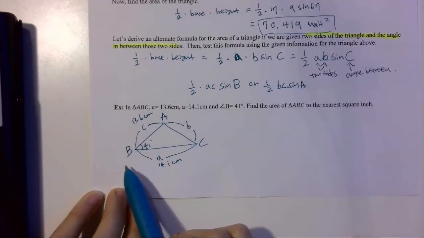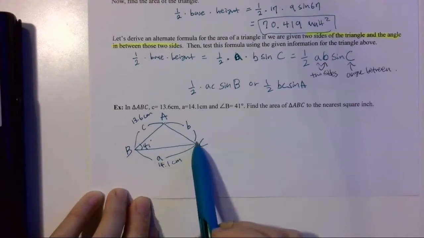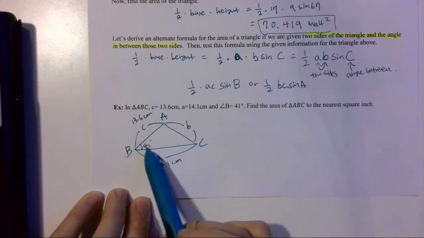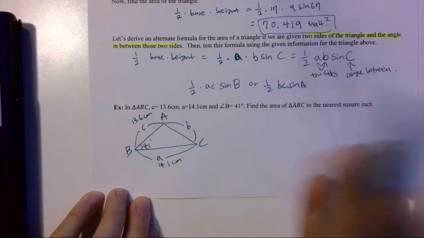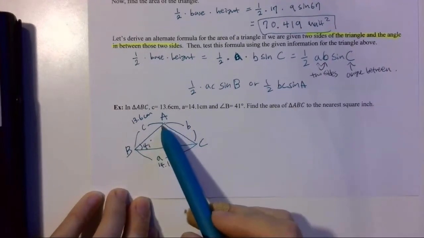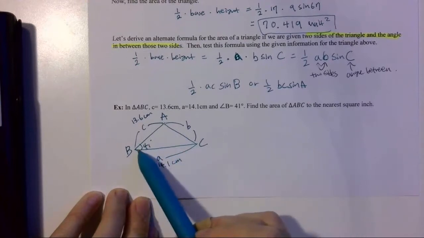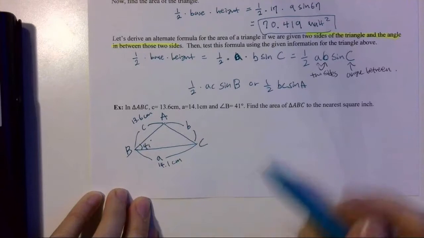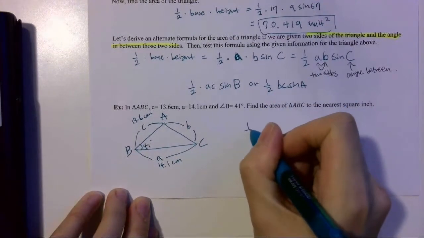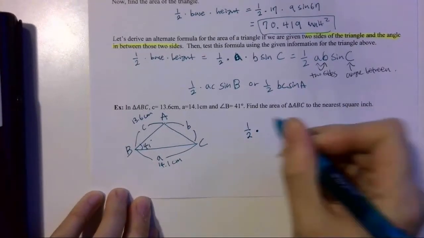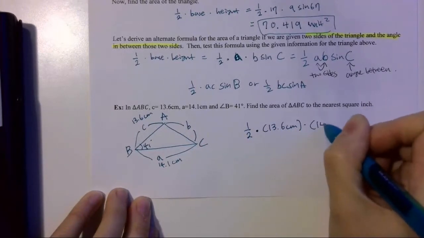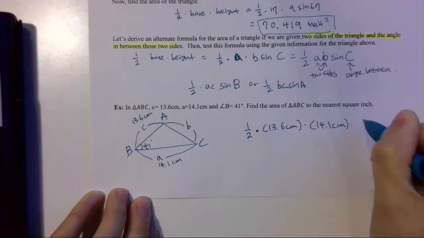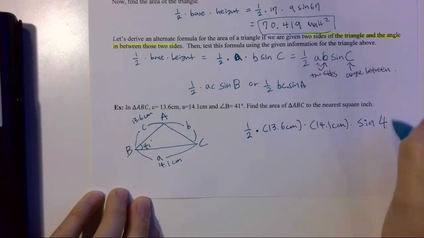If I were to use half times base times height, there's my base, but I don't know the height. Therefore, I can't use it. Can I use the new formula we just learned? Well, let's see. Do we have 2 sides and the angle between those 2? Yes, we do. So let's go ahead and plug it in. Half times, what are the 2 sides? 13.6 centimeters times 14.1 centimeters times sine of angle 41.